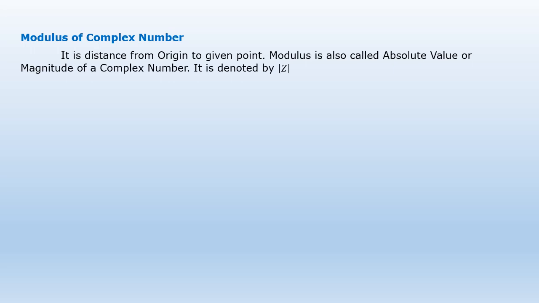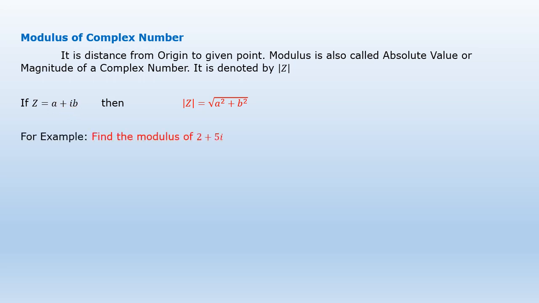Now, the modulus of a complex number. The modulus of a complex number, or absolute value or magnitude of a complex number, is basically the distance from the origin to the given point. Suppose we have a point z is equal to a plus ib, then its modulus is square root of a square plus b square. This is the formula to find the modulus of any complex number. Secondly, it is the distance from the origin to this given point.